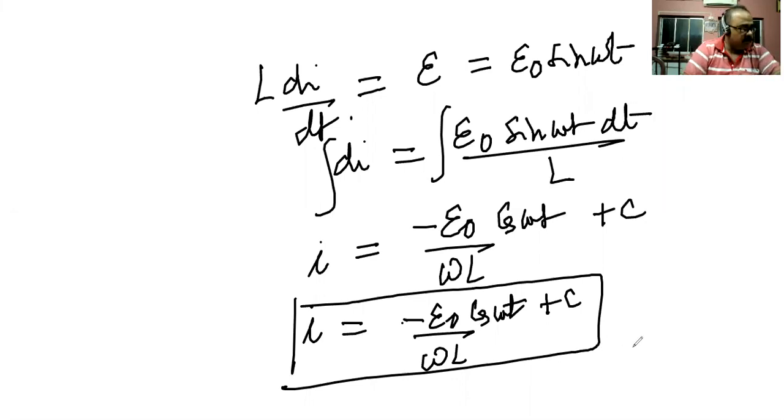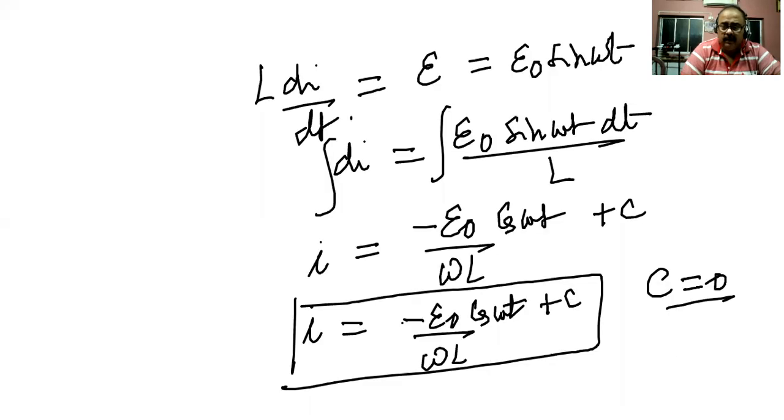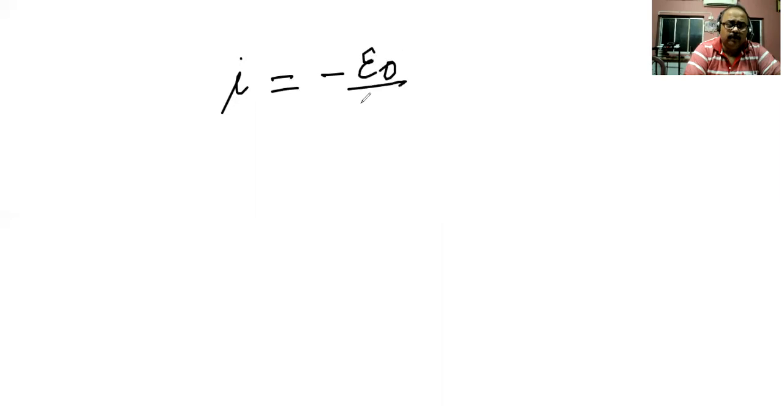Now for this part, what should be the value of the integral constant? You can see the EMF is basically a sinusoidal EMF. In that case the current is also sinusoidal, and over a complete cycle you have seen that the total value is equal to 0. Since these are all periodic or sinusoidal, over a complete cycle their value is equal to 0. So that's why we take C equal to 0. In that case, what we will get? The instantaneous current will be minus E naught by omega L cos of omega t.